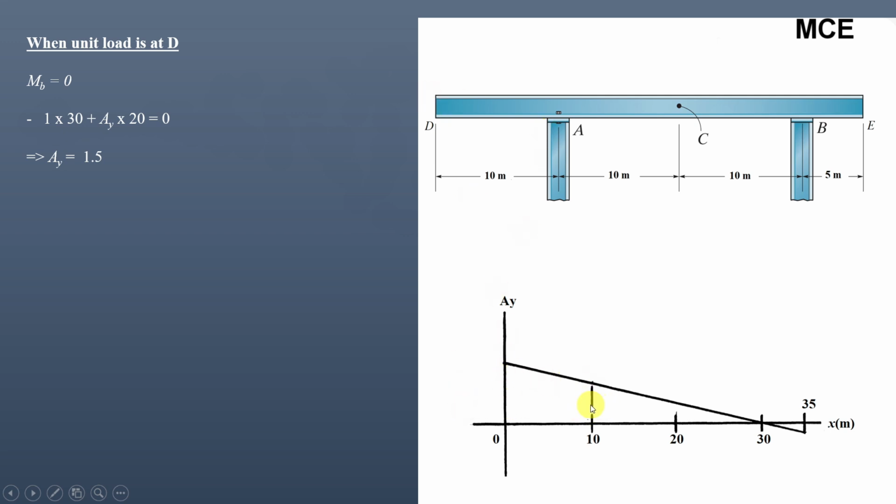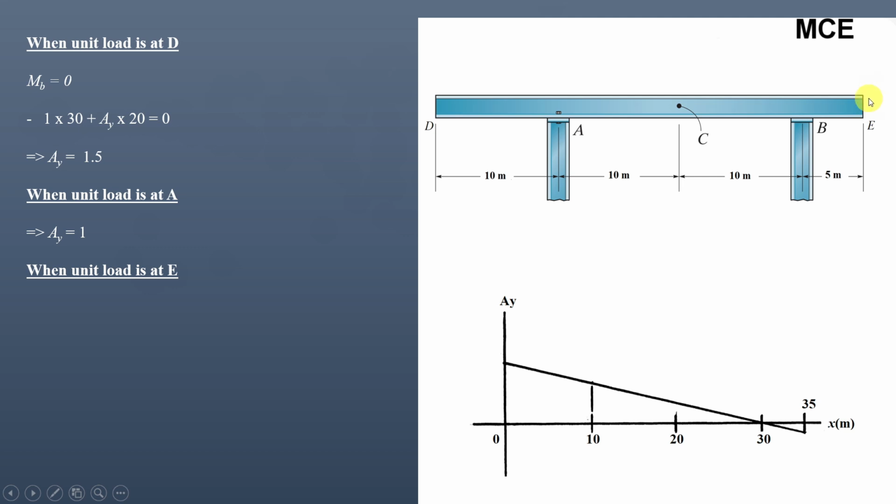Similarly, you have to now place the unit load at 10 meter and calculate the value of vertical reaction at A. When the unit load is at A, if you simply take the moment about B, you will get the value of AY equal to 1. So when the unit load is at A, the vertical reaction at A is 1.